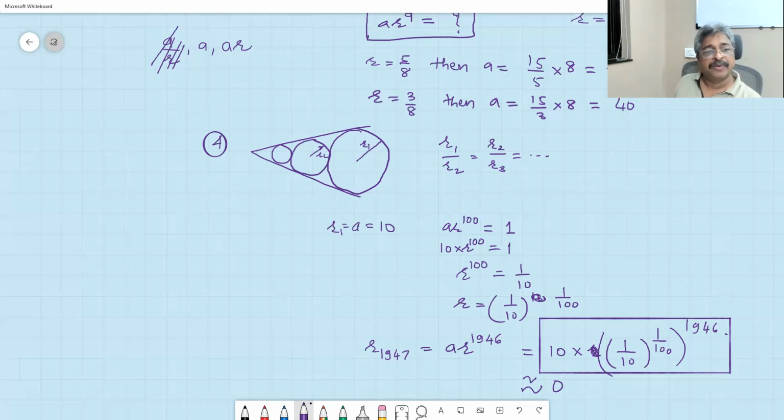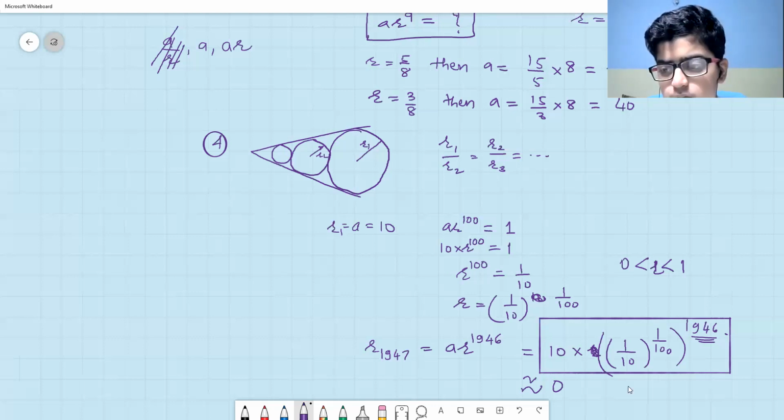So it is going to be very small, because this high power, 1946 power, of something which is between 0 and 1. This number R is between 0 and 1, and its power is 1946, which is a very large number. Therefore this will be very close to 0. Is it okay? Yes.